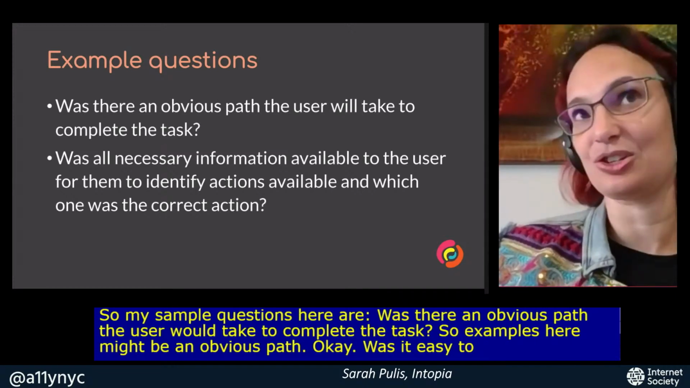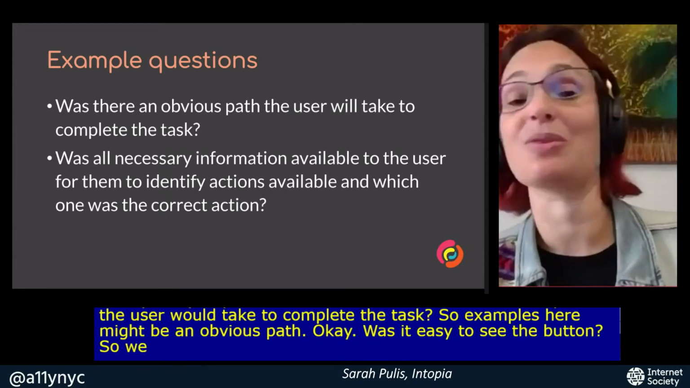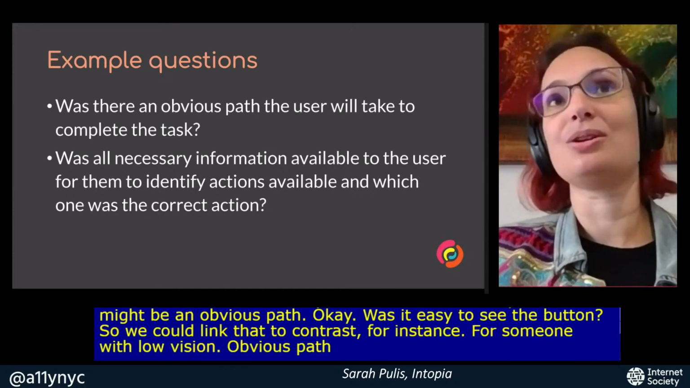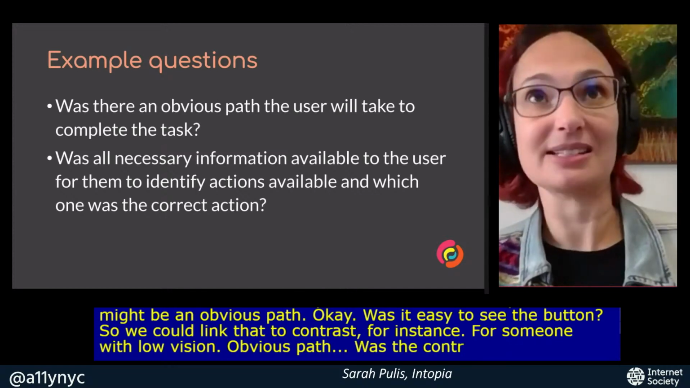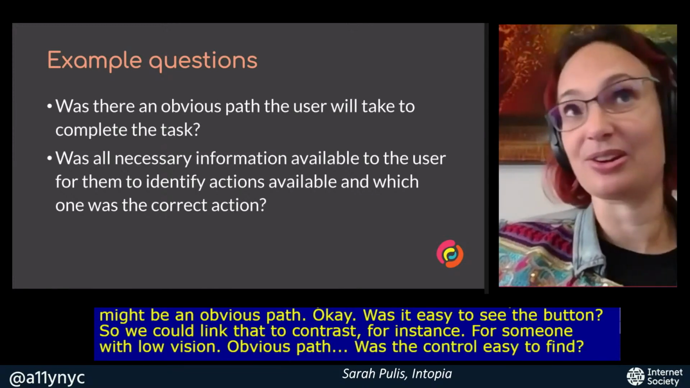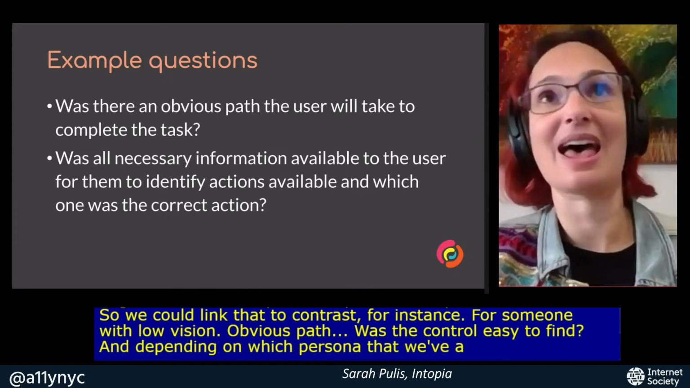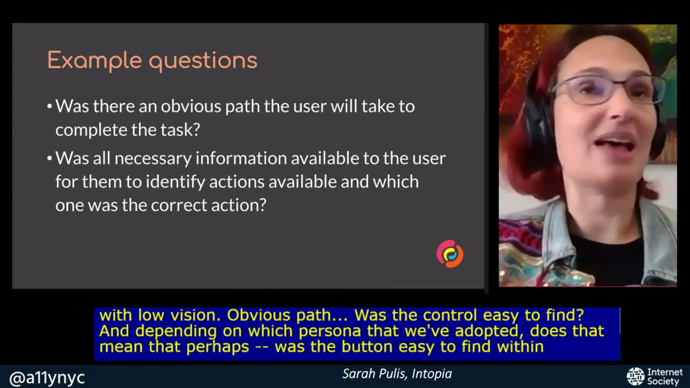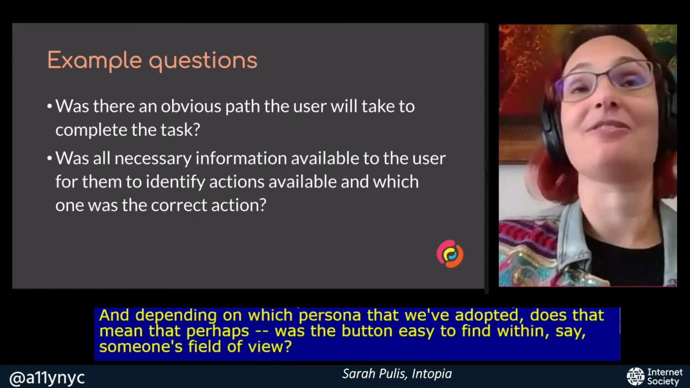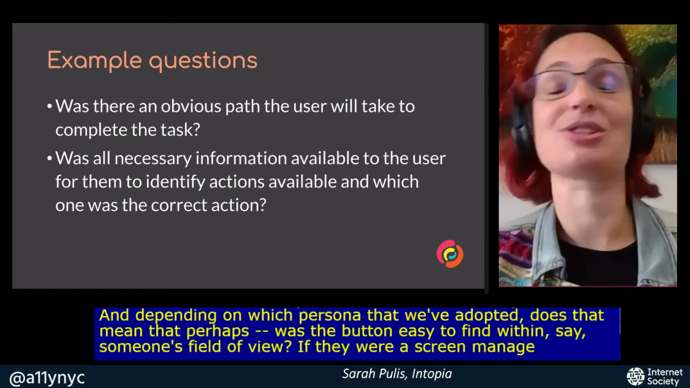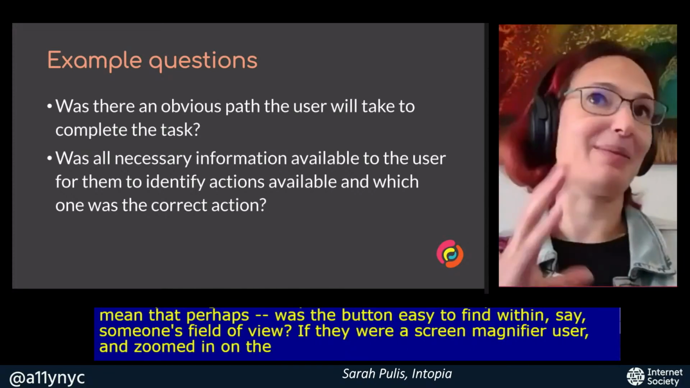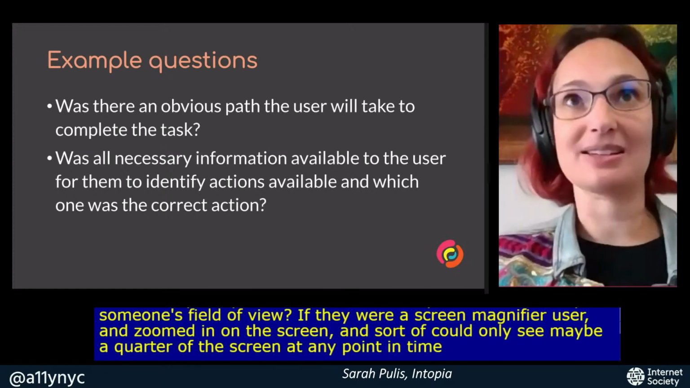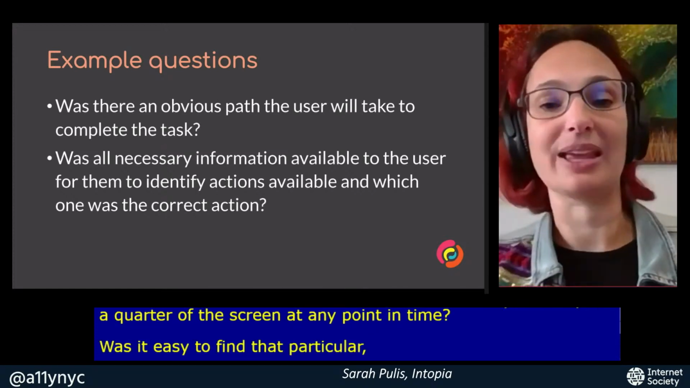So we could link that to contrast, for instance, for someone with low vision. Obvious path: was the control easy to find? And depending on which persona we've adopted, was the button easy to find within, say, someone's field of view? If they were a screen magnifier user and zoomed in on the screen and could only see maybe a quarter of the screen at any point in time, was it easy to find that particular button we might be looking for?